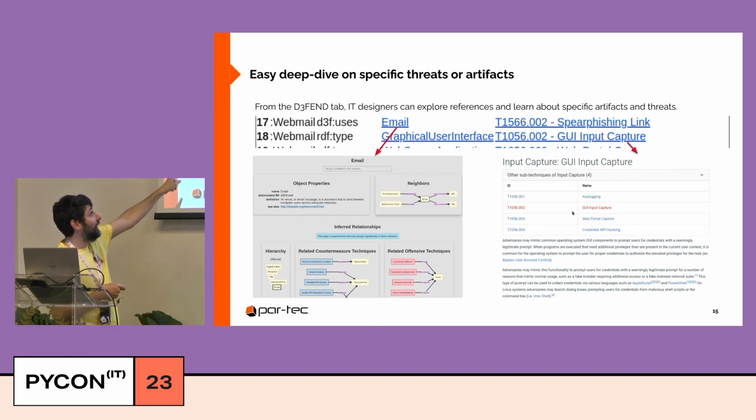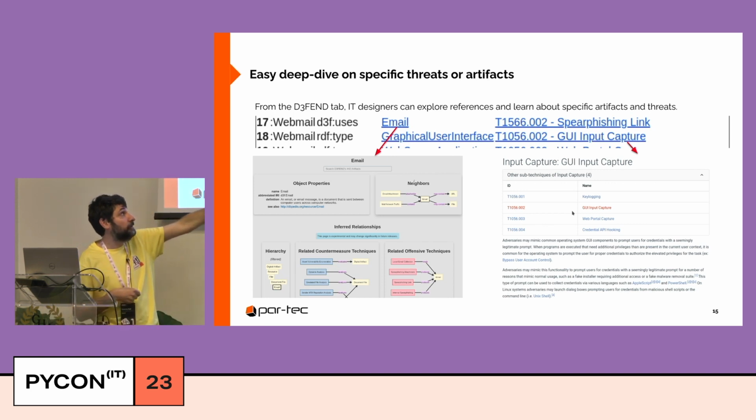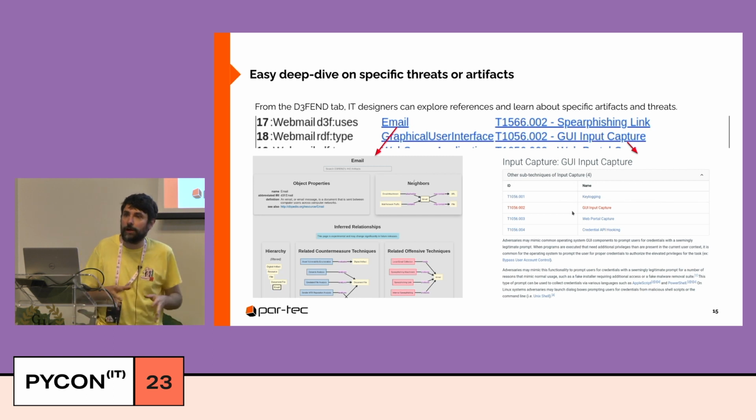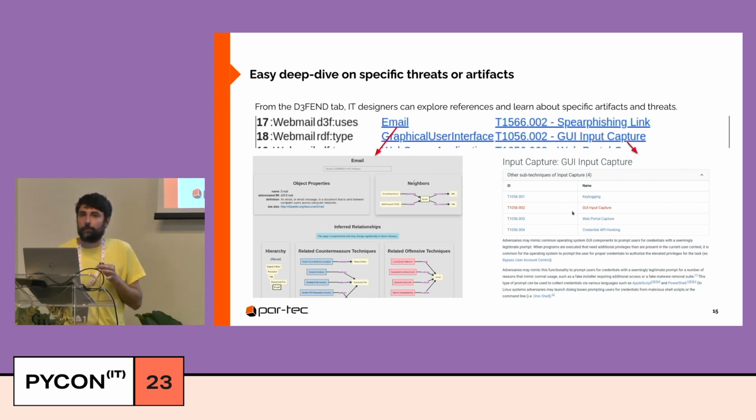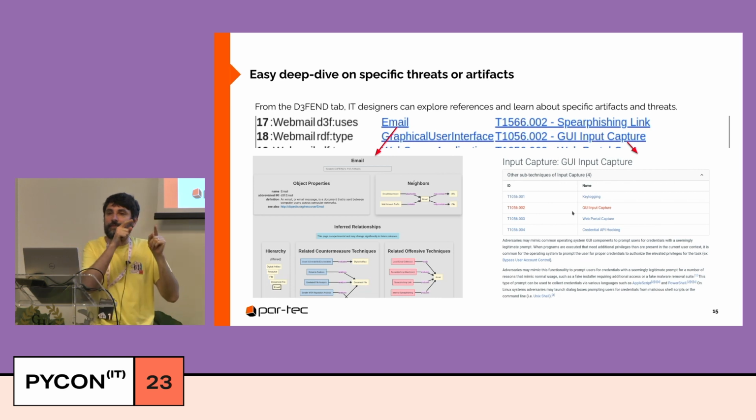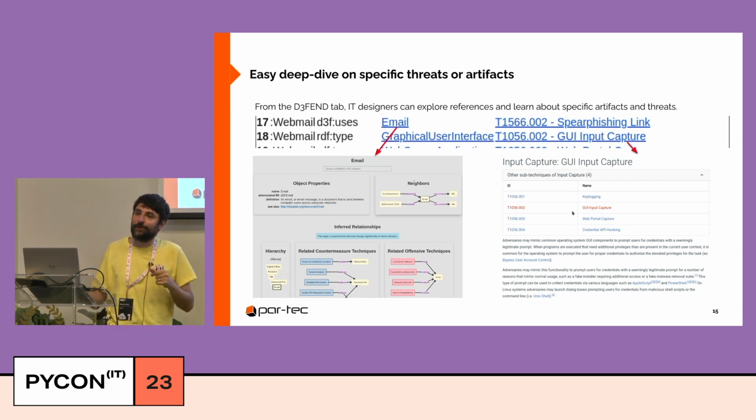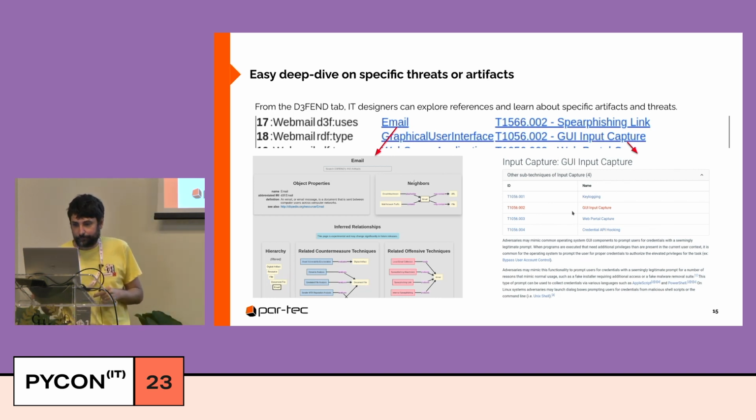ODF, all the hyperlinks to the websites where I can see in detail the issues that I have from the webmail, or what a graphical user interface input capture means, for example, keylogging, or web portal capture. And this information is available to every colleague that has no knowledge about cybersecurity, because you should just test your architecture in this Mermaid editor.